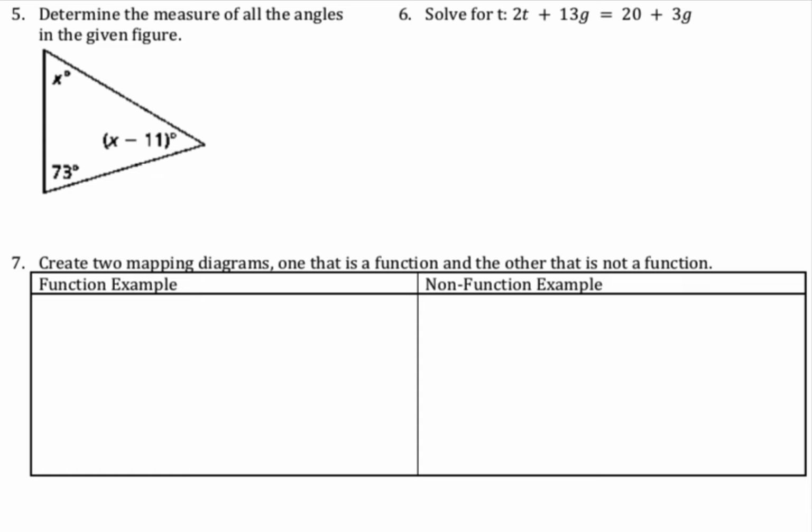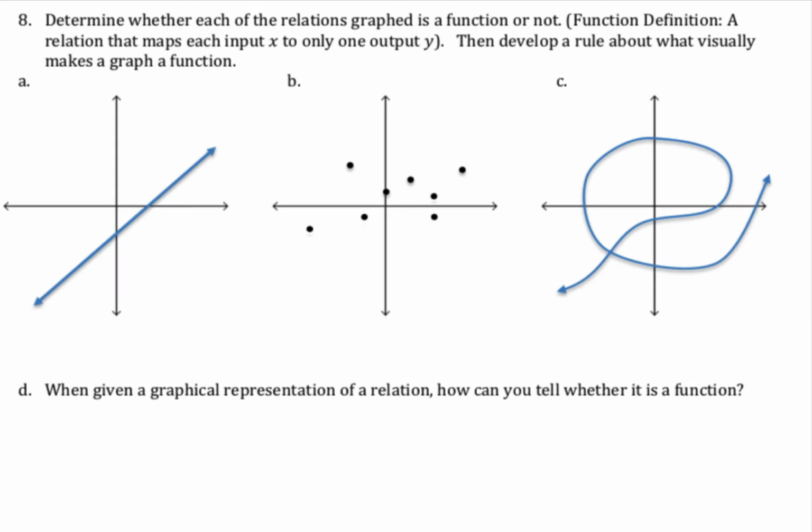Number 5, you're going to find the measure of the 3 angles in this triangle. Number 6, you'll solve for t. 7, you need to give me an example of a function and an example of a non-function using some mapping diagrams. That's where you've got the input and the output, and you're just drawing arrows to show how they map. Then number 8, you're going to determine which of the relations are a function or not, and then come up with a rule you can use where you can visually tell if a graph is a function or not.